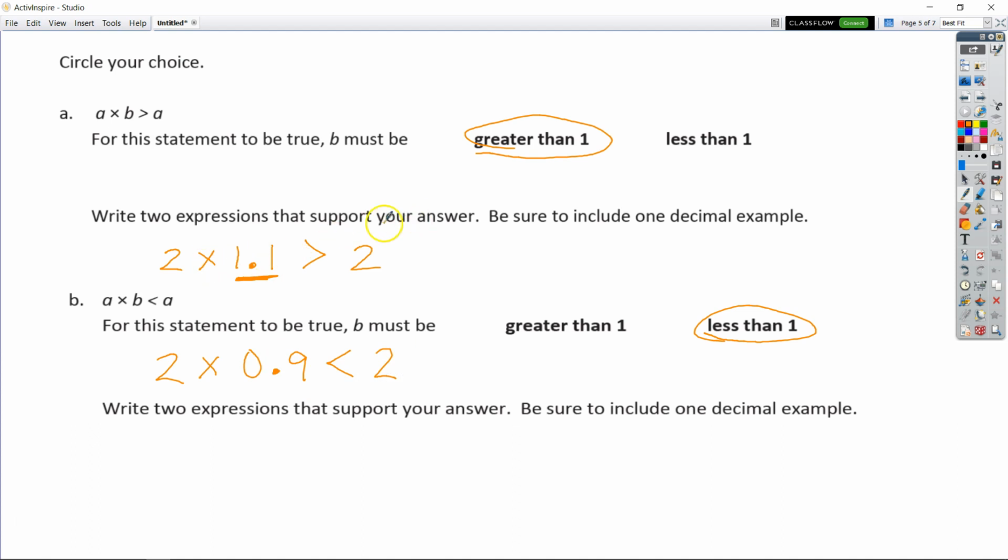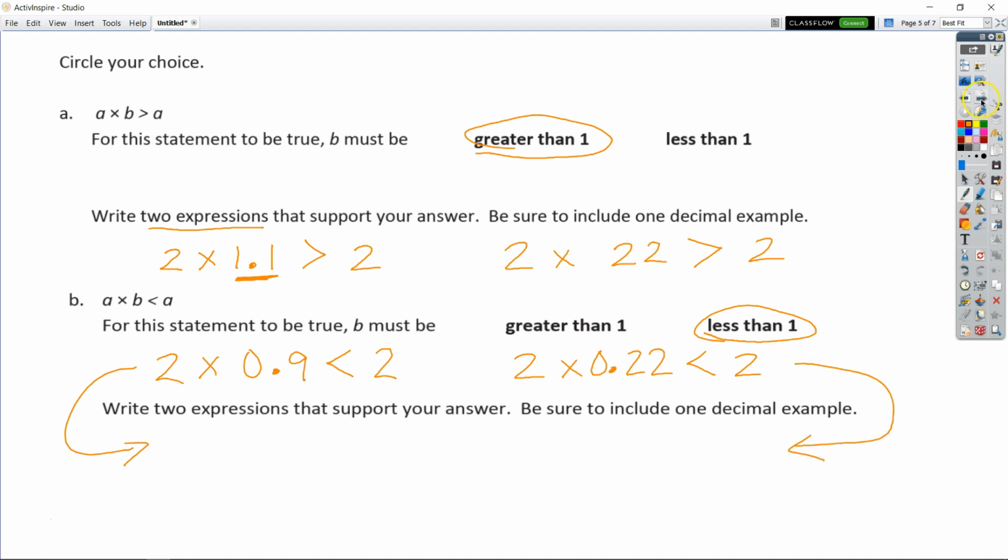It asks for 2 supporting statements or expressions. So let's go ahead and give them another one. We say 2, and we're looking for something that's greater than 1. 2 times 22 is greater than 2. And in this case, something that's less than 2 times 22/100 is less than 2. And I wrote those statements here. That should have been down here.